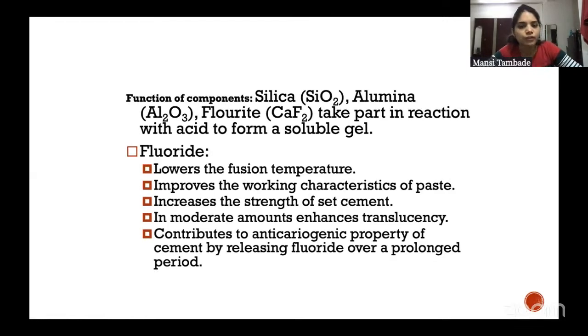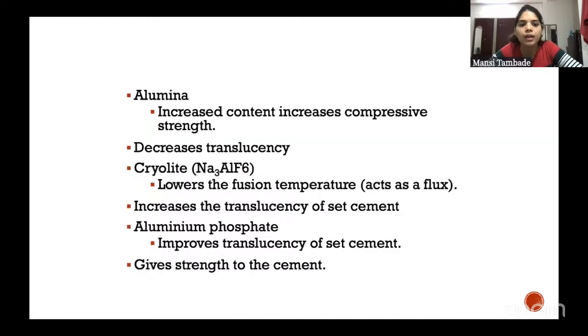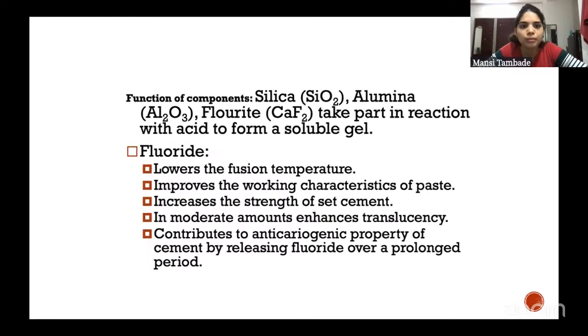Then the functions, different parts have their own functions. If it is coming in a long note pattern, you should definitely go for the detail. But if it's not, you can just write two points for each component and move on to the next important things. This is how they have shown the function of the components like silica, alumina, fluoride.